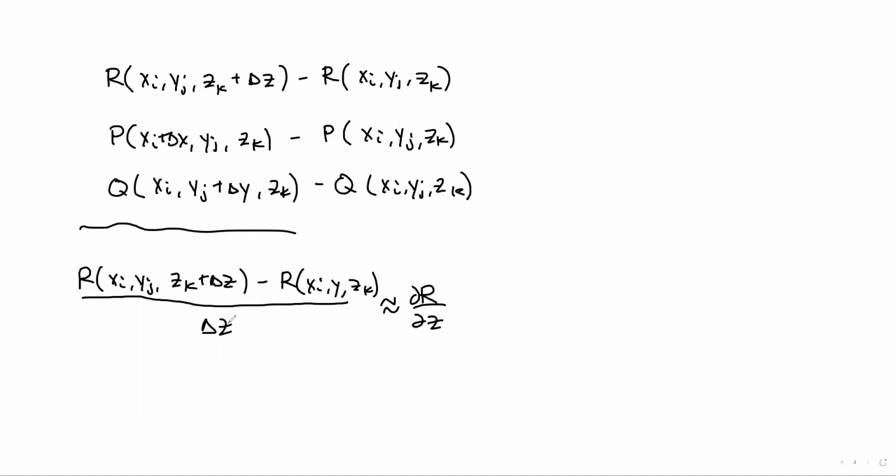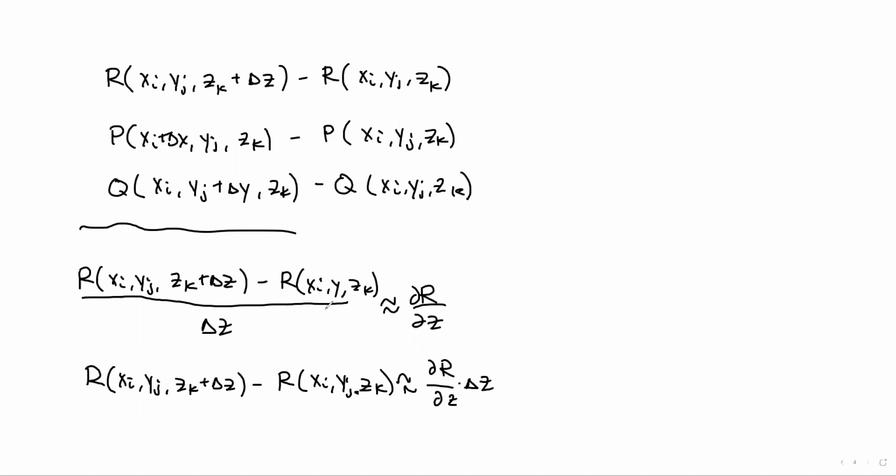And then we can also go through and move the change in z over to the other side. And so we'll get R of x sub i, y sub j, z sub k plus change in z minus R of x sub i, y sub j, z sub k is approximately equal to the partial of R with respect to z times change in z. Okay, and so what we can do is just pop this into our definition above. So we're going to get approximately equal to partial of R with respect to z.